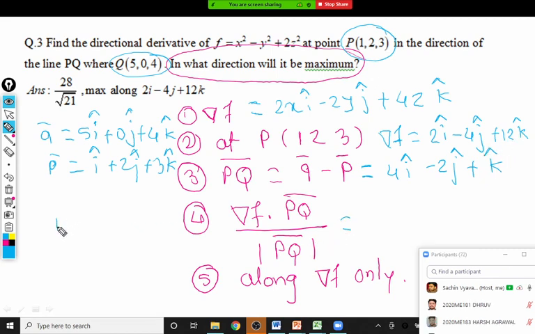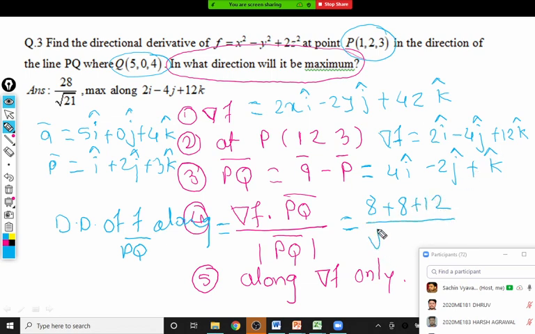Therefore, the fourth step will be like this: the directional derivative of f along PQ bar, and that is this one. And this you will get here. You have to take the dot product of these two and divide by the magnitude of PQ. So 2 into 4 is 8, minus 4 into minus 2 is again 8, plus 8 and plus 12, divided by square root of 16 plus 4 plus 1. And I think we get here 28 by root 21. That's the required answer. This is the directional derivative of the function f along PQ bar.